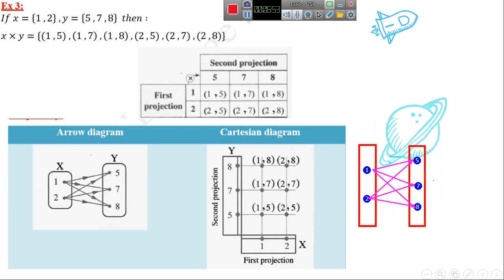Okay, and you will draw vertical lines like this from each element, a vertical line here and a vertical line here, and horizontal lines from the other elements 5, 7 and 8. And you will represent your graph. You will represent 1 with 5, put a dot here, and write the ordered pair. 1 with 7, then 1 with 8, and the other elements 2 with 5, 2 with 7, 2 with 8. And this is the graphing of the cross x and y, x cross y: the arrow diagram and the Cartesian diagram.